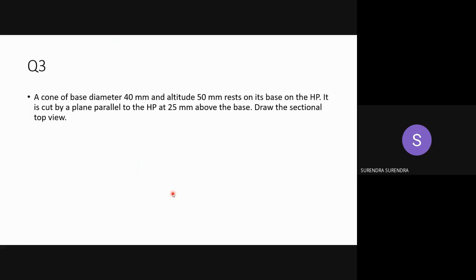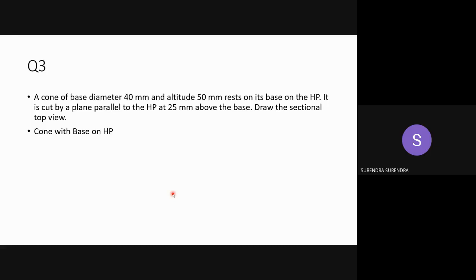Problem number 3. A cone of base diameter 40 mm and altitude 50 mm rests on its base on the horizontal plane. It is cut by a plane parallel to HP and 25 mm above the base. Same as the previous problem, the only thing is that it is a cone.